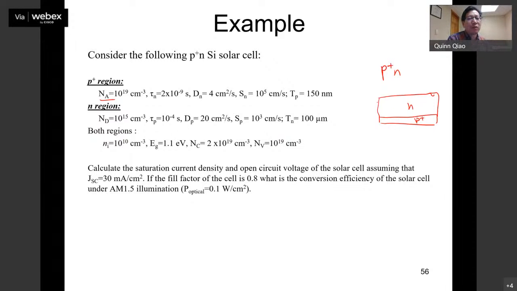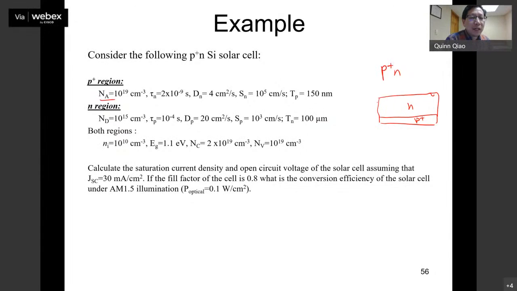But if you don't have a contact there, you can think about the surface recombination. Any electron passing through this p side will be recombined at the surface of the p side. That's why they're gone. Similarly, they're taken by the contact, okay. And then the thickness on the p side is 150 nanometers.